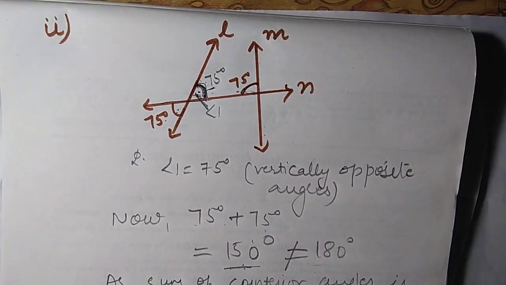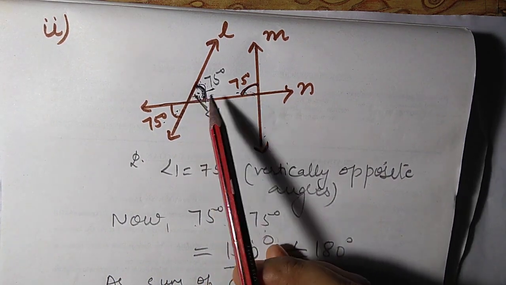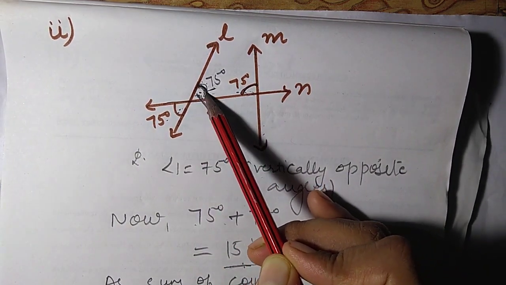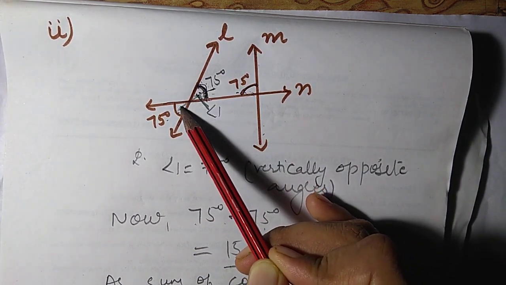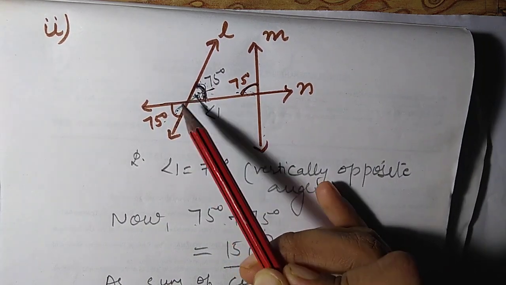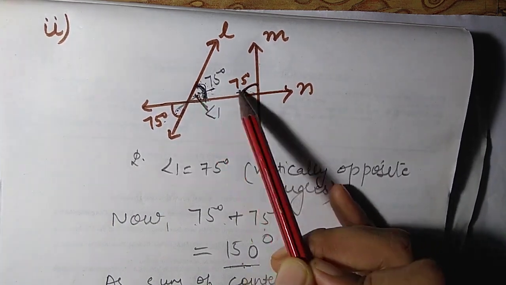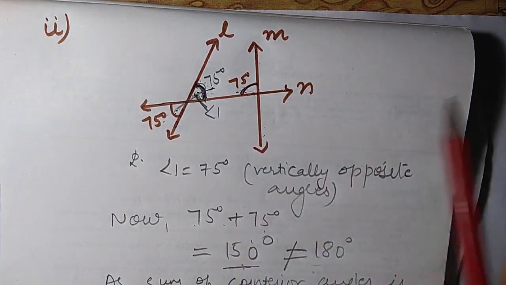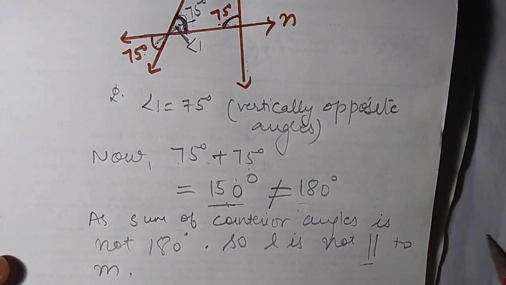Okay, so here I have added the co-interior angles. One of the co-interior angles is not given, so I have just calculated it by applying the property that vertically opposite angles are equal. If this is 75 degrees, this will also be 75 degrees. Now these two are known as co-interior angles. I will check their sum. This is 150, which is not equal to 180, and we know that if lines are parallel, then the sum is always 180 degrees. So the lines are not parallel.